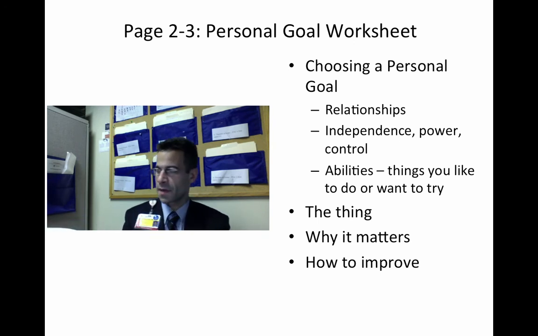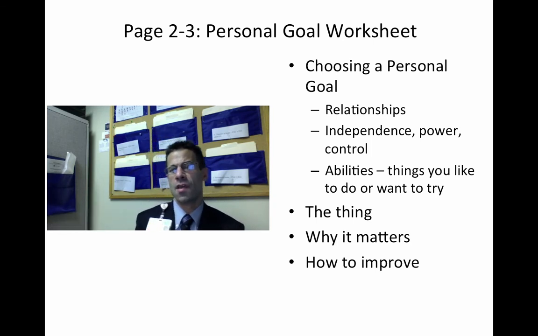The next is independence, power, and control. So you'll ask them, are there areas in your life where you feel like you could have more independence or more control of your actions or your behaviors, or you could have more power, where you don't have full power over the situation. So they can identify their areas, and you can say, why is having independence or control or power important to you in that area? And then what's one small thing you could do to increase your power, your control, your independence in that area?